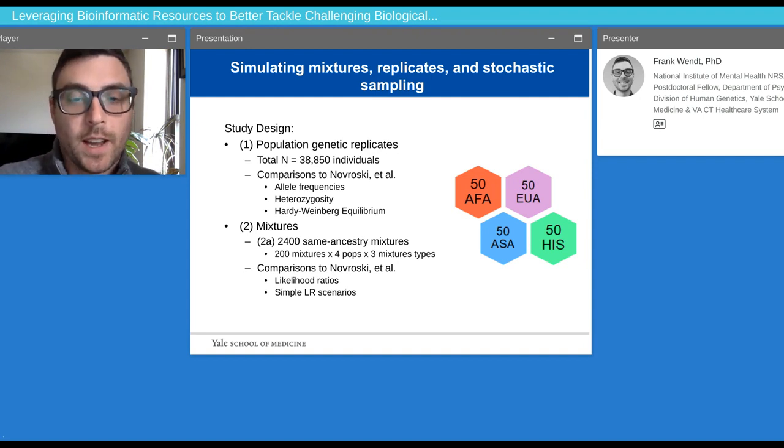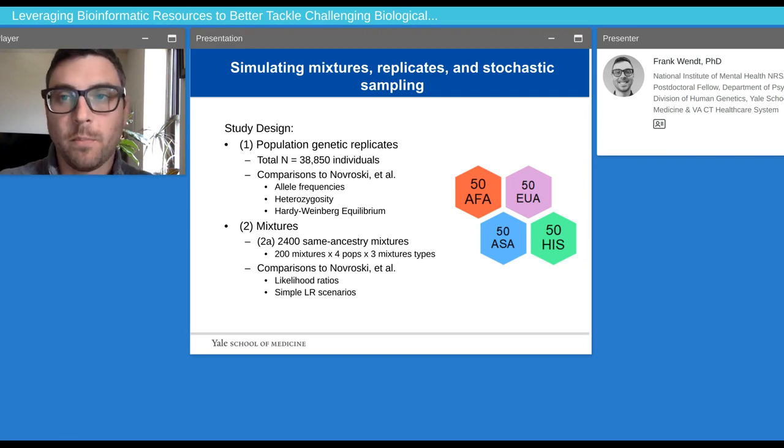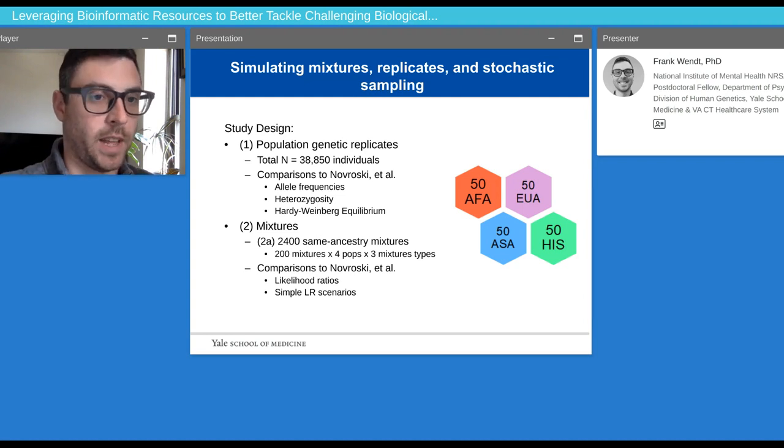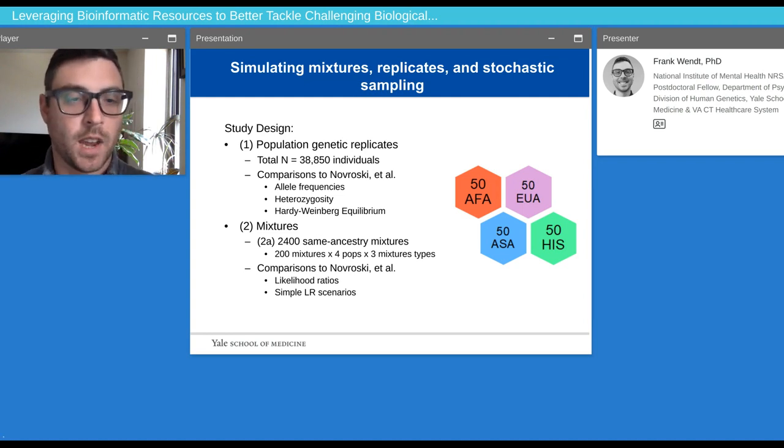So our primary endpoint here was the likelihood ratios, and we did compare those back to the likelihood ratio for the same profile calculated with Novroski et al. And I do want to point out here that for simplicity, all of our likelihood ratios assume the most basic numerator and denominator. So we essentially said that all of the alleles observed in the profile can be explained by this person versus cannot be explained by that person. So in the context of a more complicated or several alternative hypotheses, much of the data that I present today may not hold.